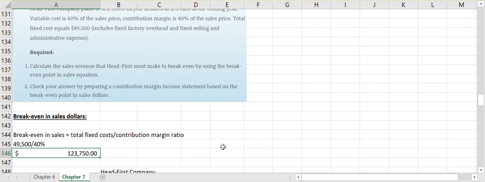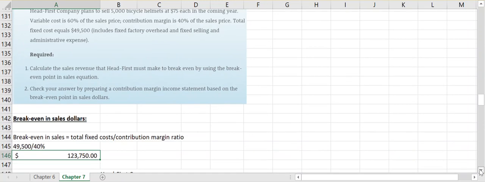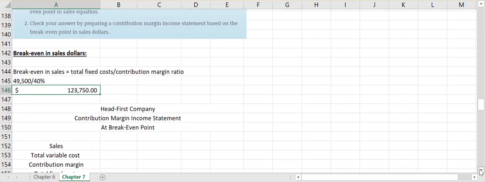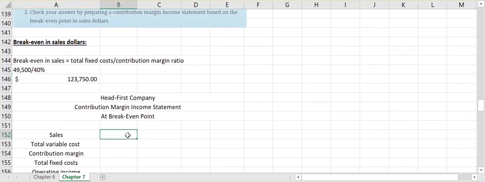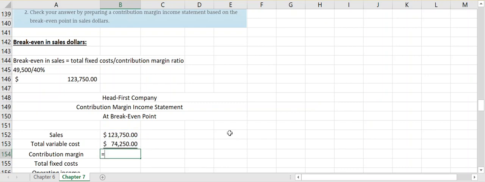Notice that they do not tell us in this problem what our per unit variable cost is, but they do give us that variable cost ratio. So that's going to help us put together our total. We know we need to have $123,750 in sales. We know that 60% of our sales dollars go to covering just our variable costs. So if we take our sales and multiply by that variable cost ratio, it will tell us how much total variable cost we would have. We subtract the two, which gets us our contribution margin of $49,500.